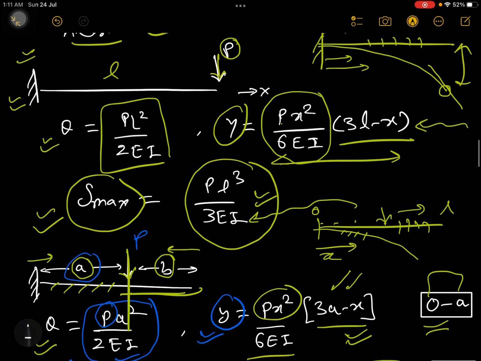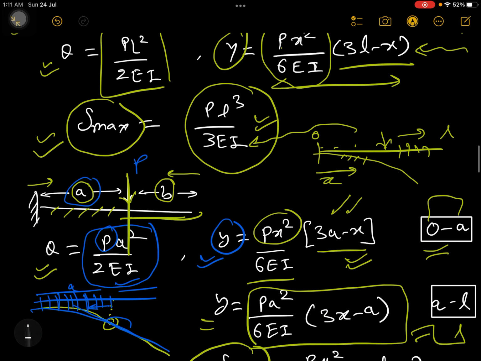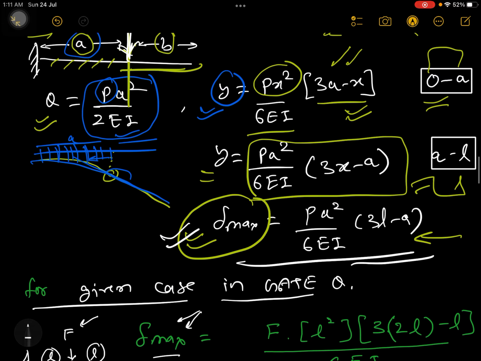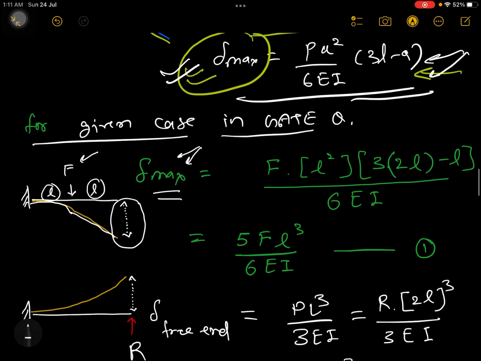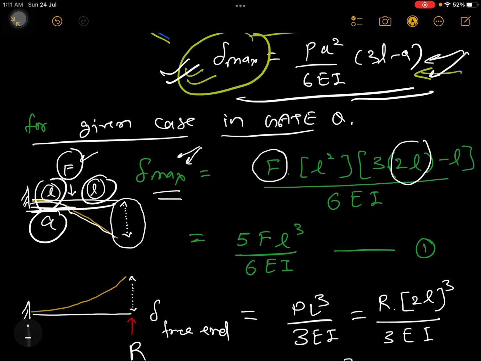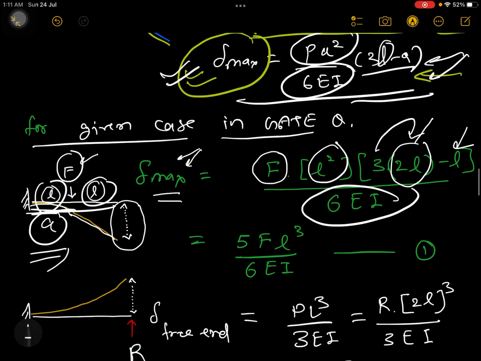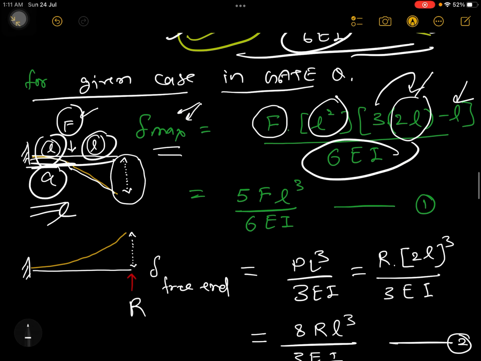So from where will you calculate the del max formula? For that I have given you a standard case here: if the load is acting somewhere here, then you have the maximum deflection formula here, you can see. This deflection formula you will use, but you will substitute the variables. You can see the applied force is F, the total length of the beam is 2L, so I have written 2L here. And this A value is L. So you can clearly see PA squared by 6EI, into (3L minus A), so 3 into 2L, because L is the complete length, and A is equal to L. When you solve this, you will get 5FL cubed by 6EI. Okay, done. This part is over.